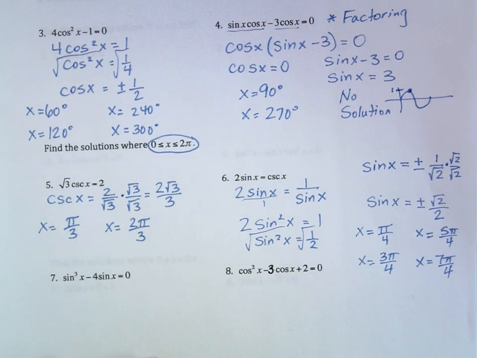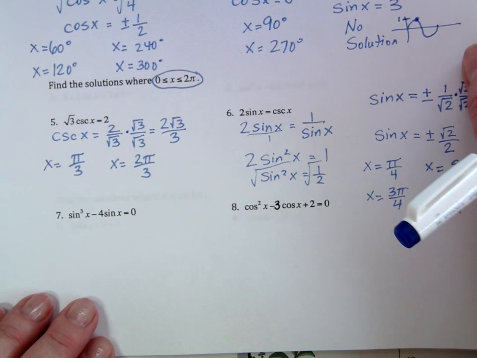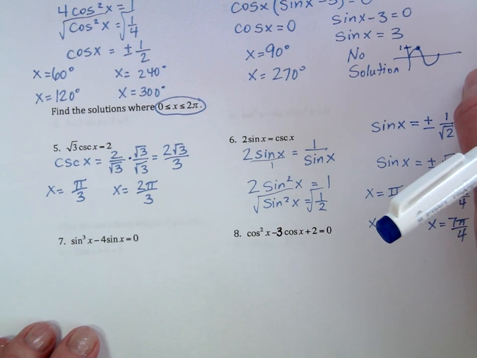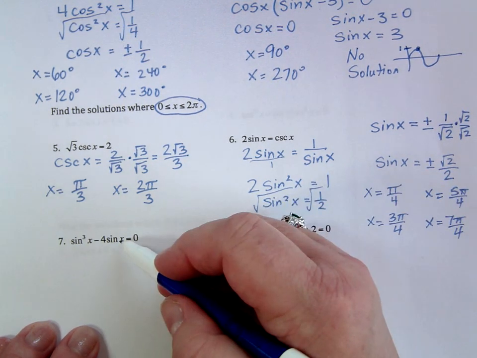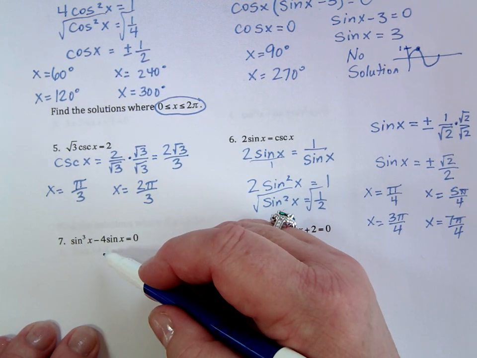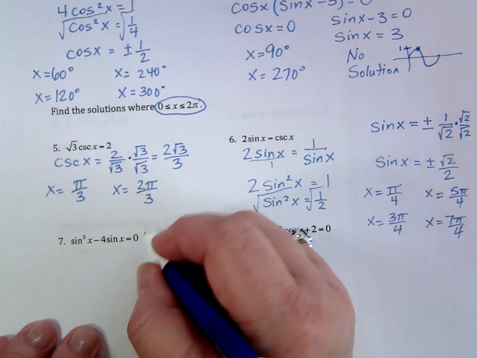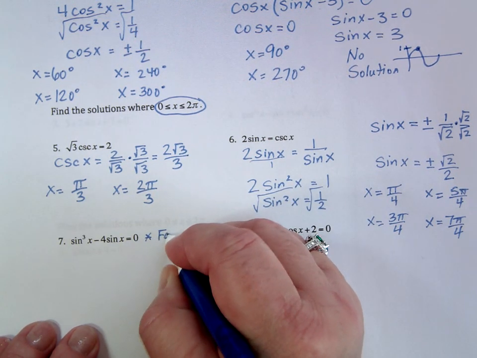All right, so there's one that's a little more difficult. You had to use your trig identities, especially those reciprocal ones, to be able to solve that one out. Number 7. 7 is back to, I've got a sine cubed, and a sine. Luckily, they're the same trig function. If they're the same trig function, then think factoring. This is another factoring one.